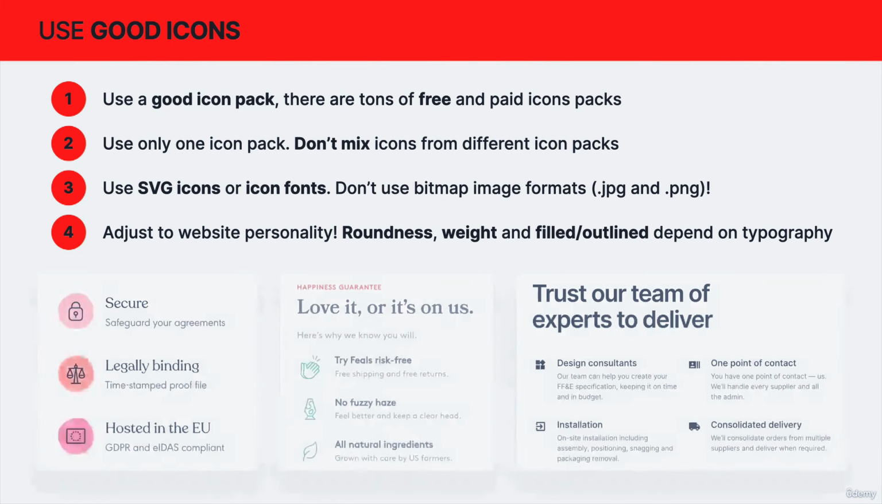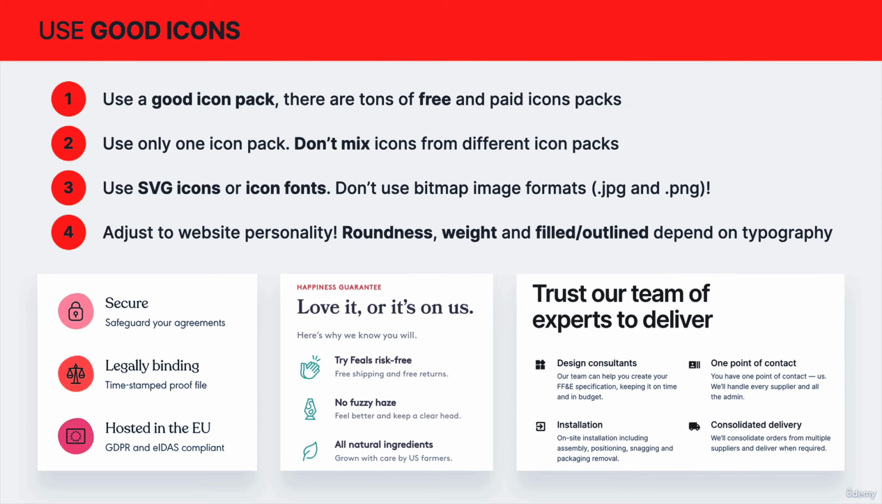So let's see some examples here. And the first one has a very round typography, especially in the headings there. And so therefore the icons are also very round, right? Even the shapes that they are in are not even just round, they're also a bit irregular. And so all of that will contribute to the overall roundness of the design.